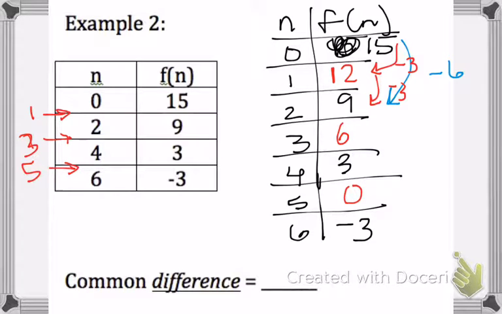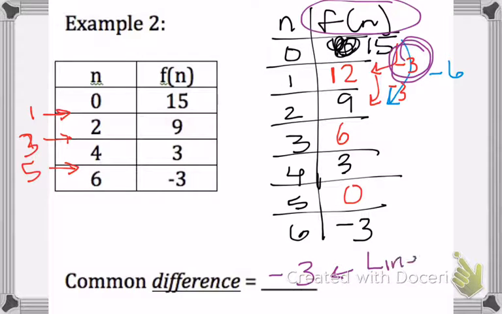Now we can go through and look for our pattern in the f of n column like the note said. So here, actually, we've already identified the pattern by filling in the blanks, because we have a -3 over and over. So -3 is my common difference, and this means it must be linear.